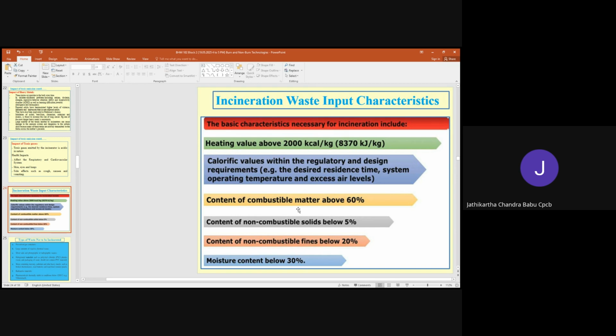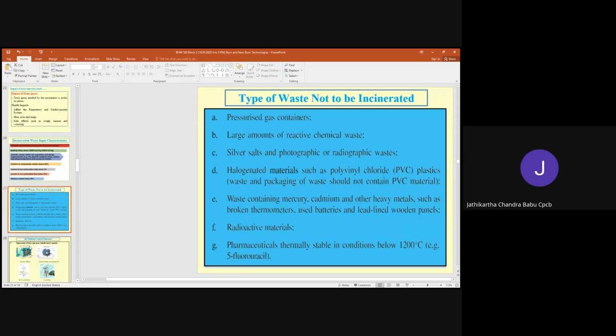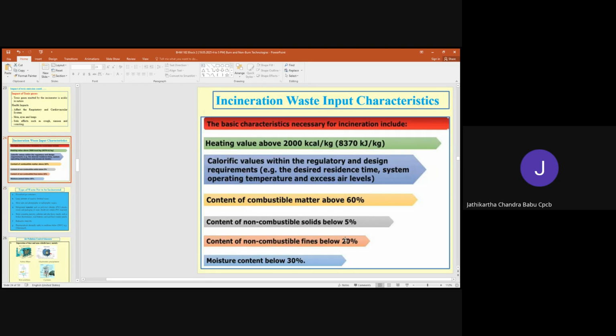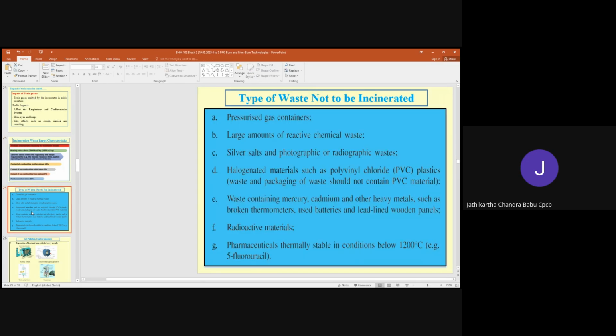And also the combustible material in the waste should be above 60%, and the remaining material should be less than 40%. The non-combustible material should be less than 40%, including moisture. There is a typographical error here; this should be 5%, not 20%. Non-combustible material should be 10%, and the remaining moisture content should be 30% actually.